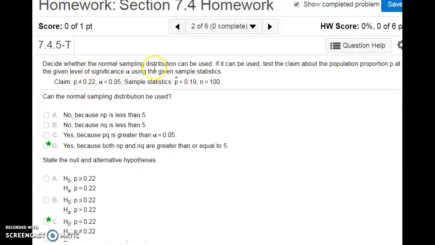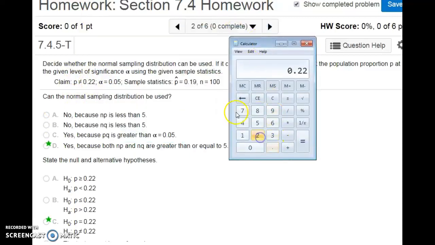So you're going to do n times p and n times q. So find what your p is. It's 0.22. And so you're just going to do 0.22 times your sample size, 100. That's bigger than 5. And then q is 1 minus whatever p was, so it's 0.78. So do that also times your sample size, and that's also bigger than 5. So we're good to go with using the normal sampling distribution.